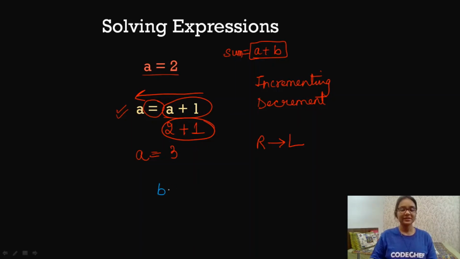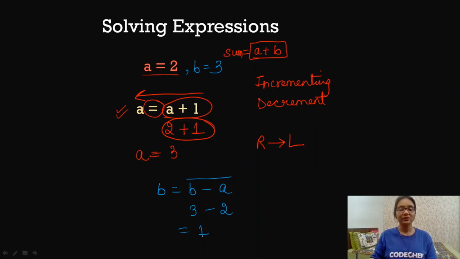Let us take another example as b equals b minus a. Now here again you can see that we have b on both the left hand side as well as the right hand side. And let us take the value of b as, suppose, 3. So we will try to solve this expression moving from right hand side to left hand side. First we will solve the expression that is present on the right hand side, that is b minus a. The value of b is 3 and the value of a is 2. So 3 minus 2 is equal to 1.